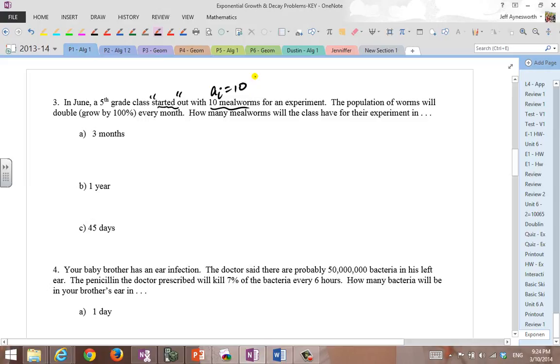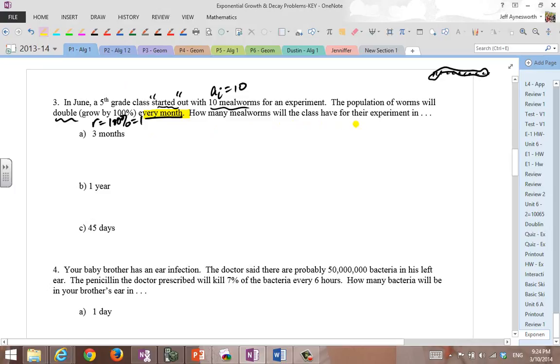Okay, we start off with 10 mealworms. All right, these squiggly guys. Mealworms. Wouldn't you want to eat those guys? All right, the population of worms will double. Ooh, double. That's a growth rate of 100%. So R is equal to 100% or 1. That's what it means to double. You have 100% more the next time. Every month, let's underline that. That is important. Every month.